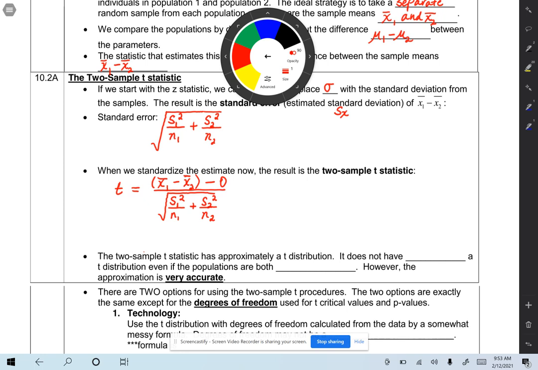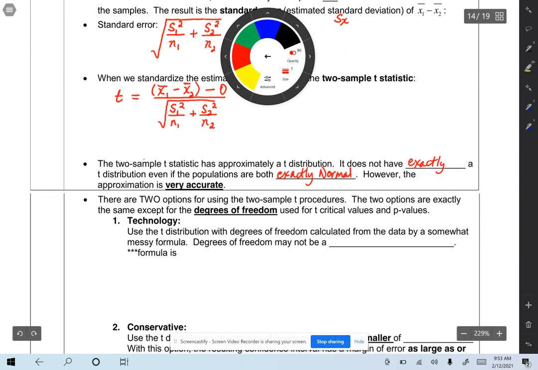This two-sample t statistic has approximately a t distribution. It does not have exactly a t distribution, even if the populations are both exactly normal. However, the approximation is very accurate. There are two options for using the two-sample t procedures. The two options are exactly the same except for the degrees of freedom used for t critical values and p-values.